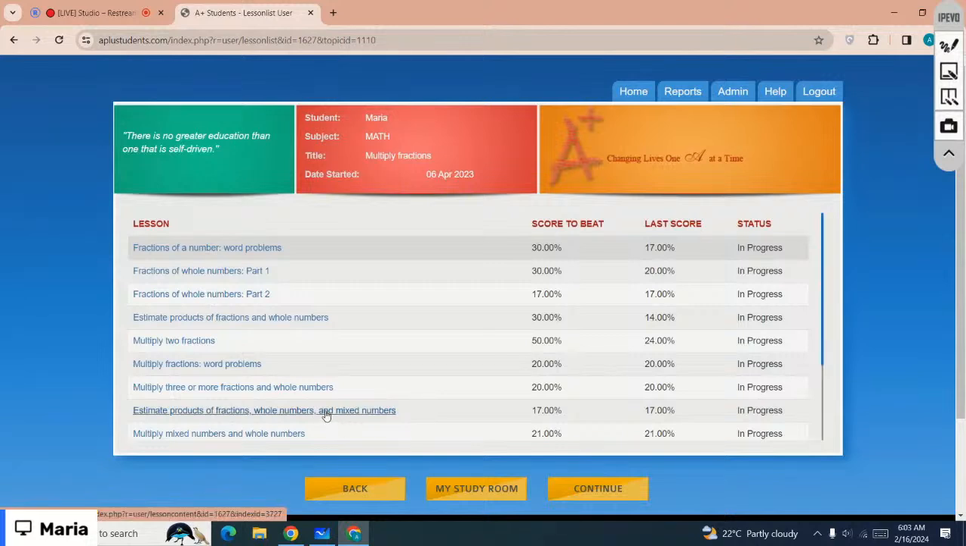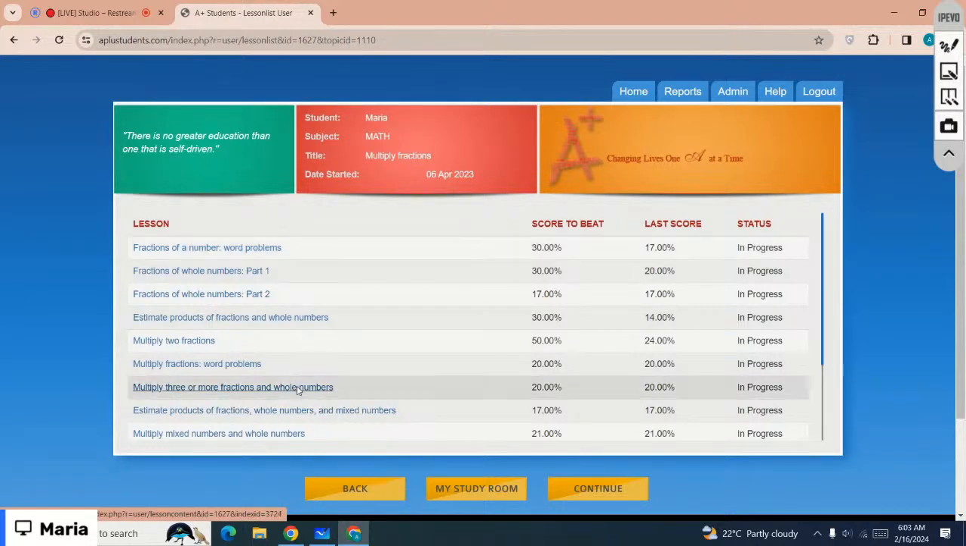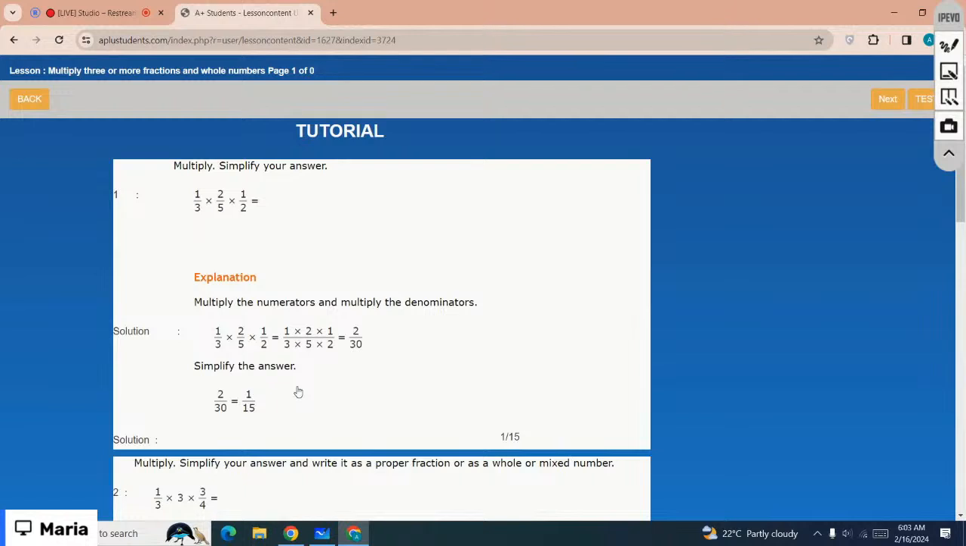whole numbers, and multiply three or more fractions and whole numbers, right? So basically we're going to learn how do we multiply more than one fractions and whole numbers, right? So start with the first example, that is 1 by 3 times 2 by 5 times 1 by 2.